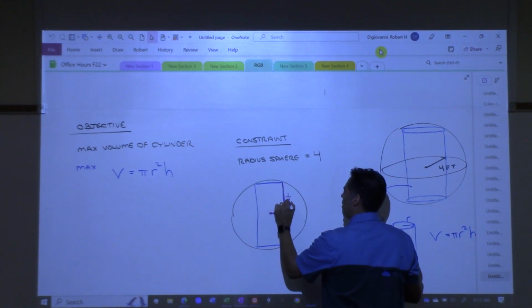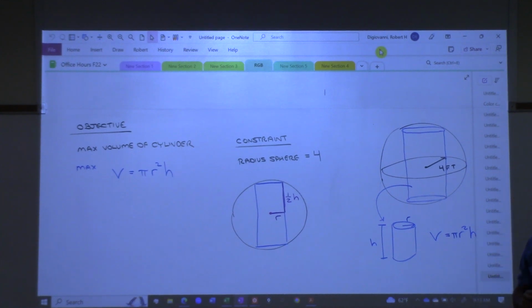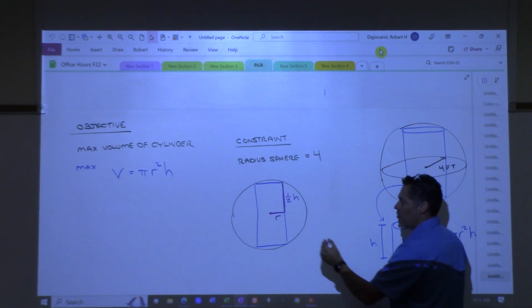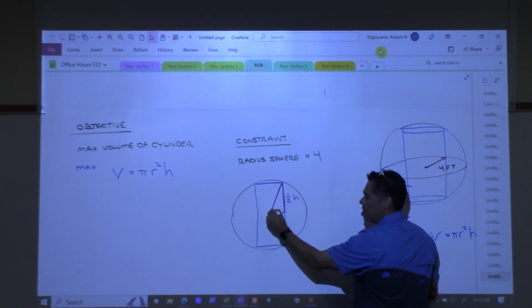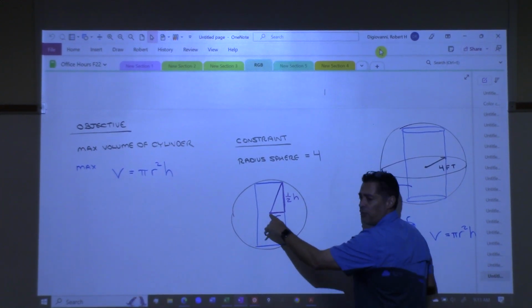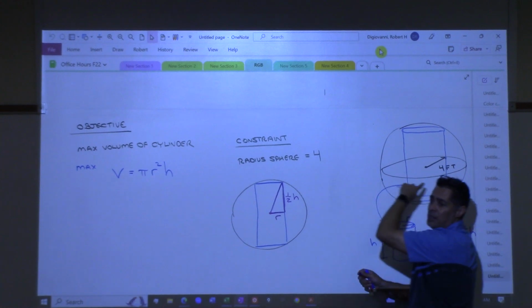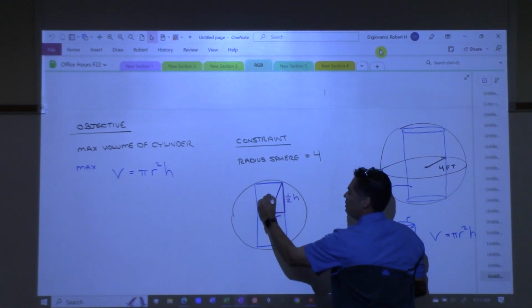Now you might be saying, well, what are you doing? I'm about to make a triangle. Do y'all see where my hypotenuse is? The hypotenuse goes from the center to that corner, and do you know that side? It's the radius of the sphere, right? Because this point goes from the center to the edge of the circle, which is the same as the edge of the sphere. So that's 4. Does everyone see that?